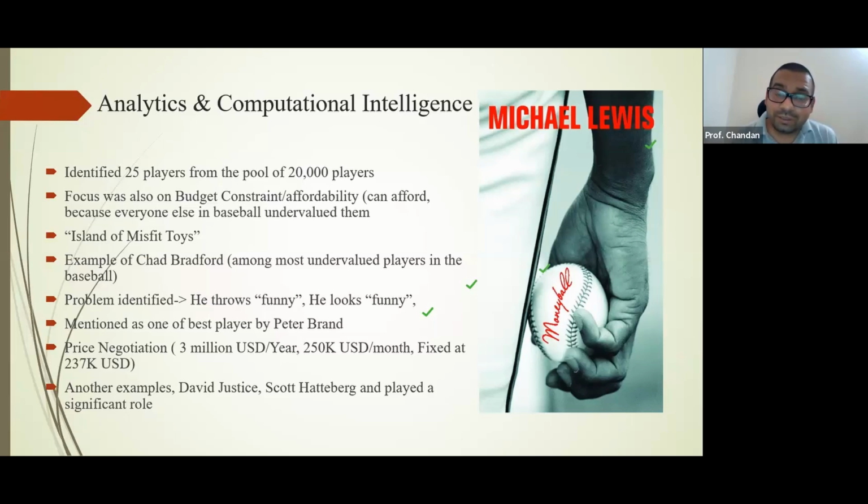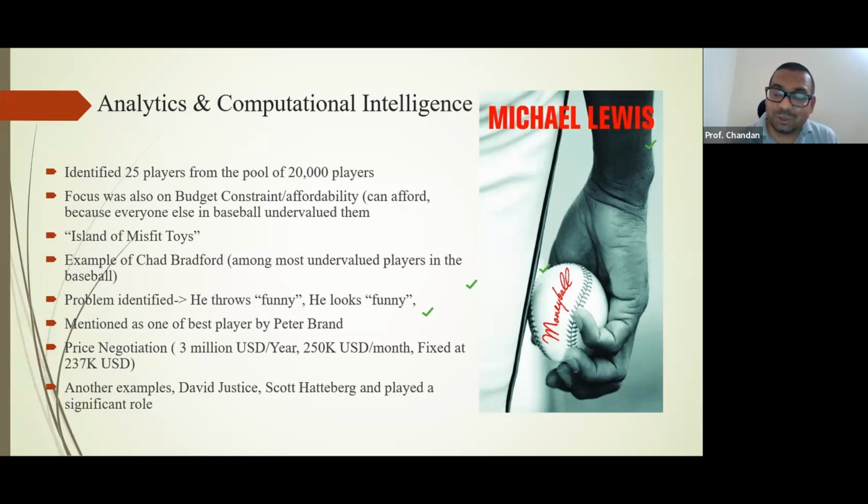And why have these players not been selected by other teams? Because they said that these are the players who are usually considered undervalued players in baseball. What was the reason? Because they have been overlooked, undervalued by other team members or the owners, and they have given examples of three players, and that is based on the real story in the US baseball game. The names of the players they have highlighted are Chad Bradford, David Justice, and Scott Hatteberg. And this is based on a real story.